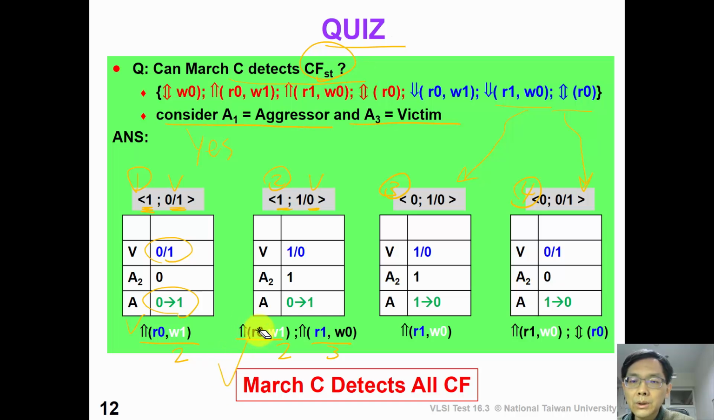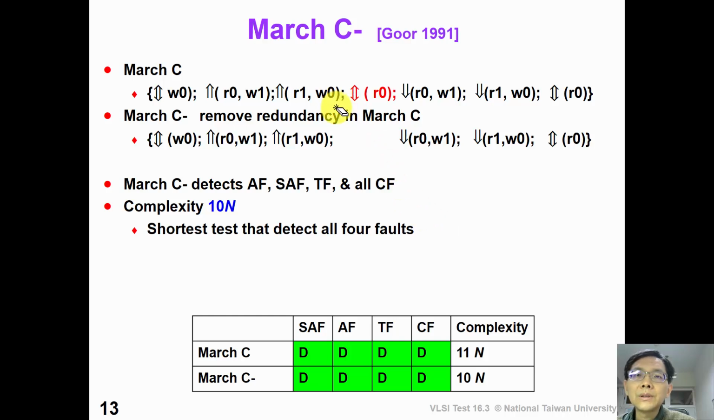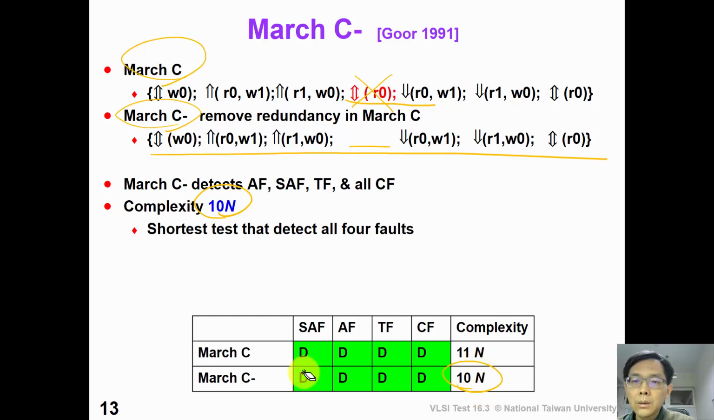So in summary, the March C algorithm is able to detect all the coupling faults. Since the March C algorithm is already a perfect test, is there anything that we can do to improve it? In 1991, Decoder proposed that actually there is a redundant operation in the March C algorithm. So we can simply remove this redundant read 0 to form a new and shorter test. Decoder called it the March C minus algorithm. So now the complexity is 10n, but it still detects the same 4 models.